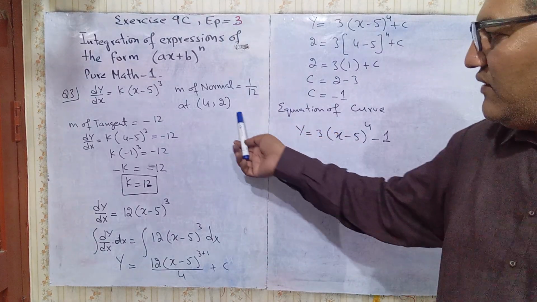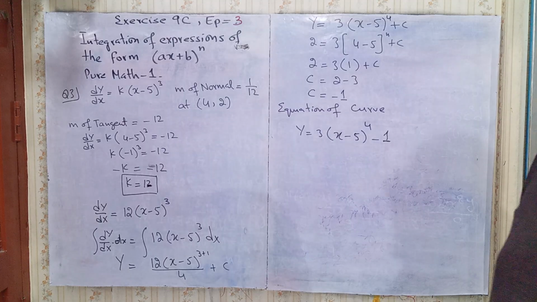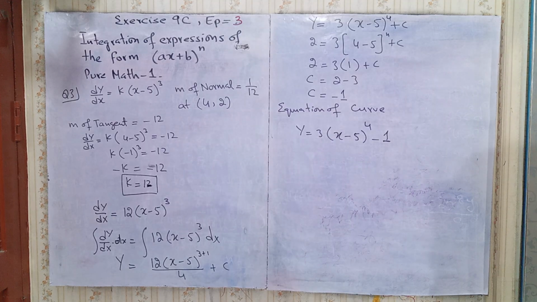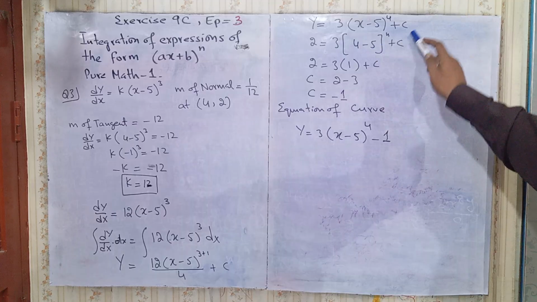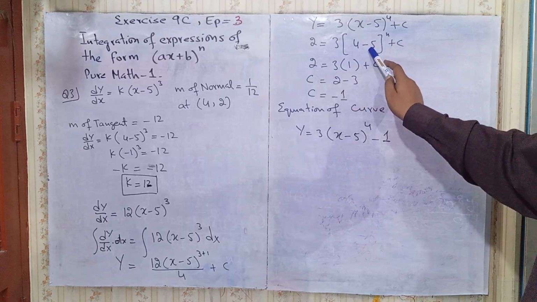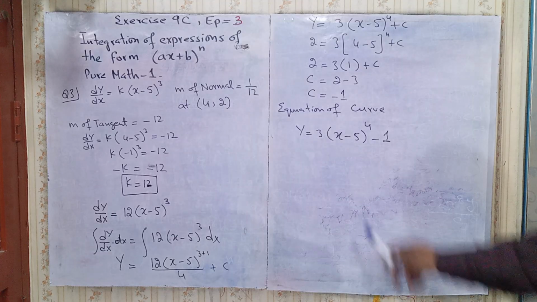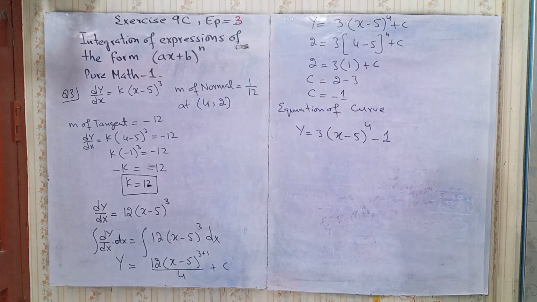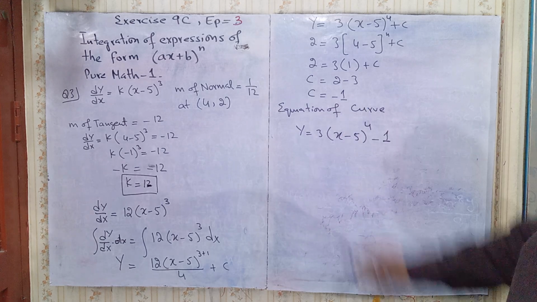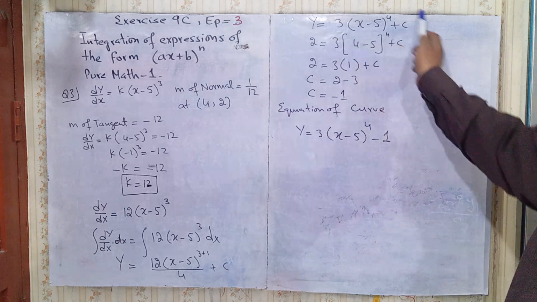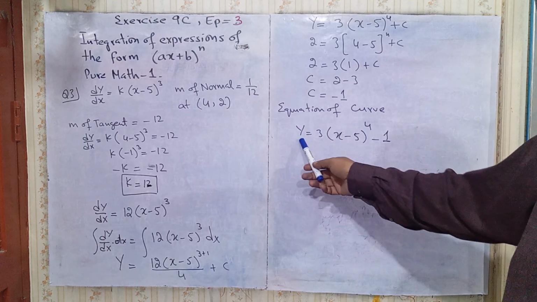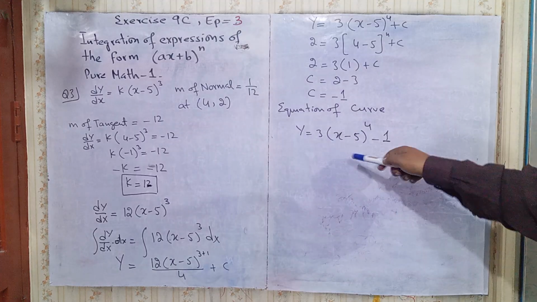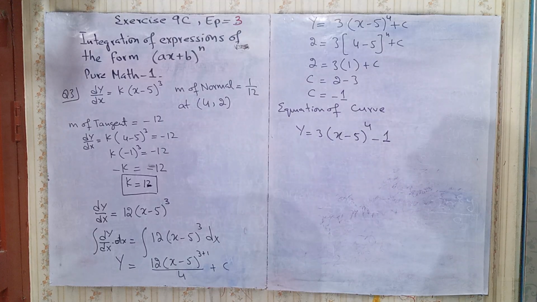Because this point (4, 2) is on the curve, in place of y I will substitute 2, and in place of x I will substitute 4, and find the value of c. So 2 equals 3(4 minus 5) raised to power 4 plus c. 12 divided by 4 is 3, and minus 1 raised to power 4 is positive 1. So it's 3. This 3 goes to the other side, so 2 minus 3, and c is minus 1. Now the equation of the curve will become y equals 3(x minus 5) whole raised to power 4 minus 1.